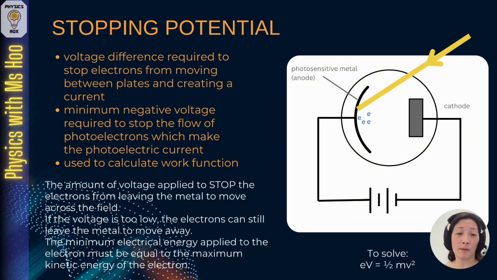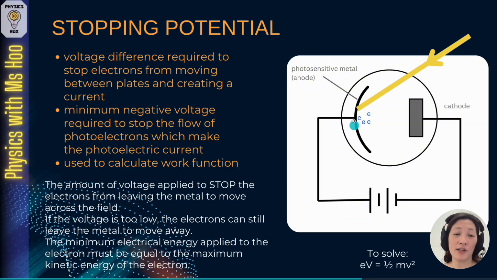So once you know the stopping potential, you have to be aware, of course, that the minimum electrical energy applied to the electron must be equal to the maximum kinetic energy of the electrons. What this means is that the minimum electrical energy provided by the power supply to the electron has to be equal to the maximum kinetic energy because the electron is trying to move. So this electrical energy needs to be able to counter that kinetic energy of the electrons. So that's what this sentence means.